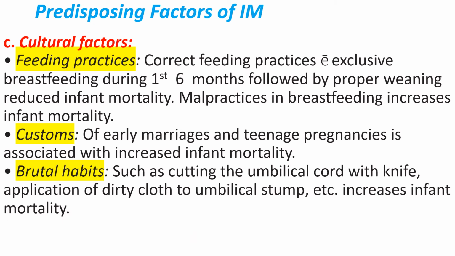Predisposing factors of infant mortality continued: cultural factors, feeding practices, customs, and brutal habits. Feeding practices: correct feeding practices with exclusive breastfeeding during the first 6 months, followed by proper weaning, reduce infant mortality. Customs of early marriage and teenage pregnancies. Brutal habits, such as cutting the umbilical cord with a knife and application of dirty cloth to the umbilical stump, increase infant mortality.